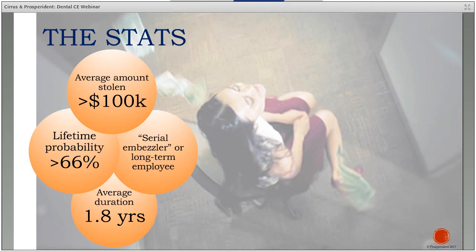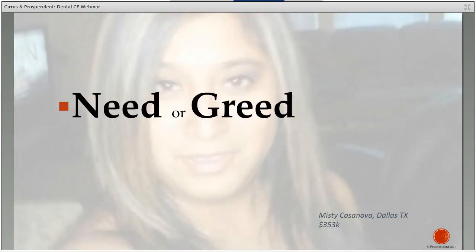The other statistic you should see is that on average, the embezzler gets away with it for almost 2 years before they get caught. And of anything that I'm showing you here, that one is the easiest one to address. And later on in my talk this morning, I'm going to give you some good concrete things that you can do that will help lower this one. So why do people steal?